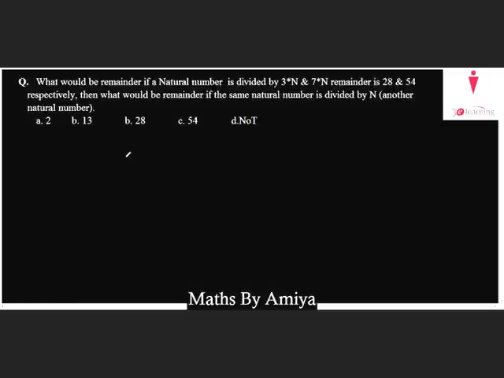Hi, today we try to learn the concepts of remainder and its application. Here we have a natural number which, when divided by 3n, leaves a remainder of 28, and when divided by 7n, leaves a remainder of 54. When the same number is divided by n, what would be the remainder?